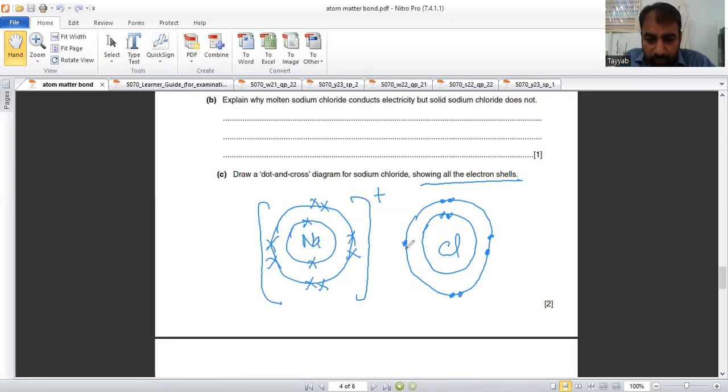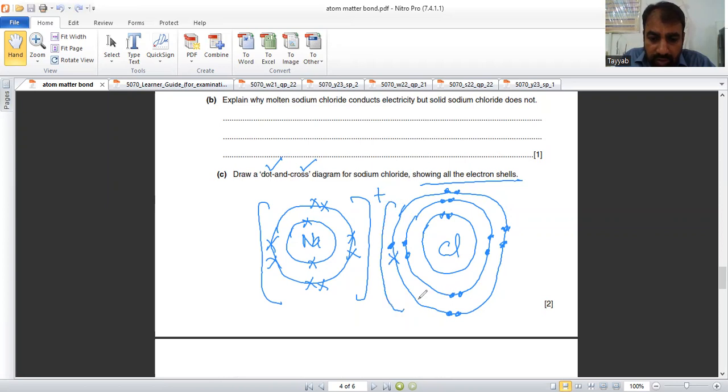Focus on the words dot and cross: it means one ion should have dots and the other ion should have crosses. It is necessary. It is the demand of the exam. So dot, dot, dot, again dot, dot. These are 7 electrons, which are the original electrons of the chlorine atom. Now 1 electron from sodium, which is shown with a cross.